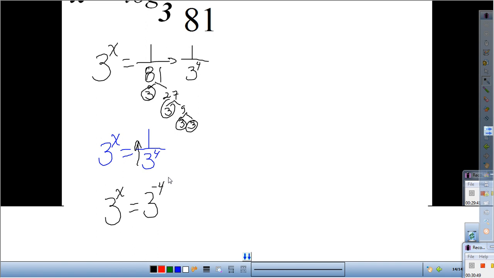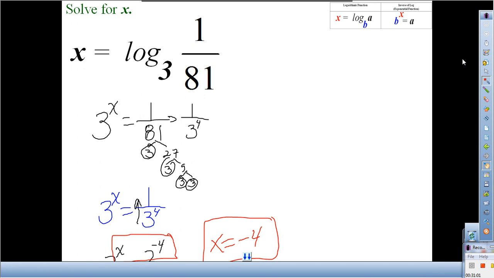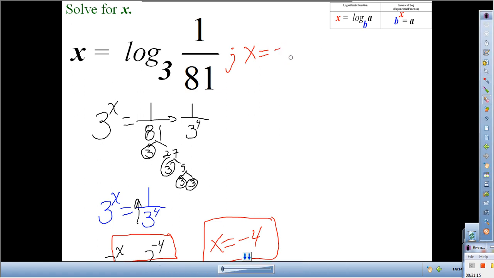And last step, write the exponents equal to each other and solve. There's nothing to solve because it's already there. So therefore, the solution is x equals negative 4. Sorry, negative 4.